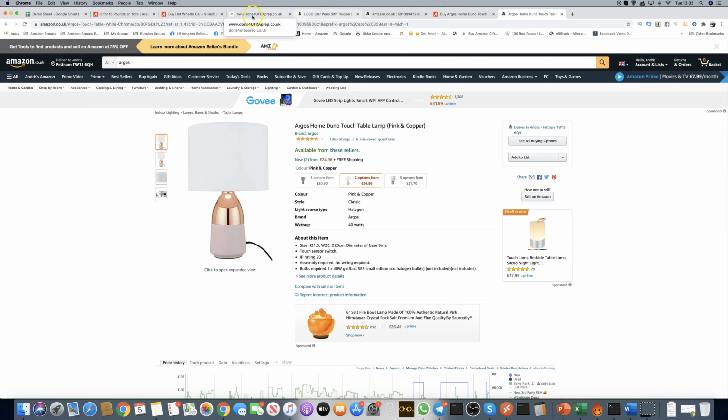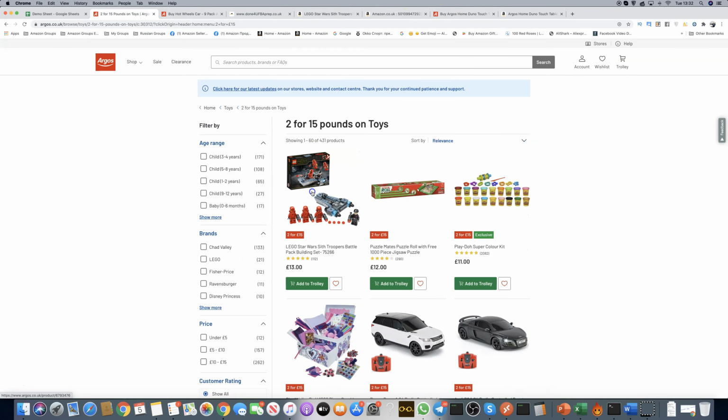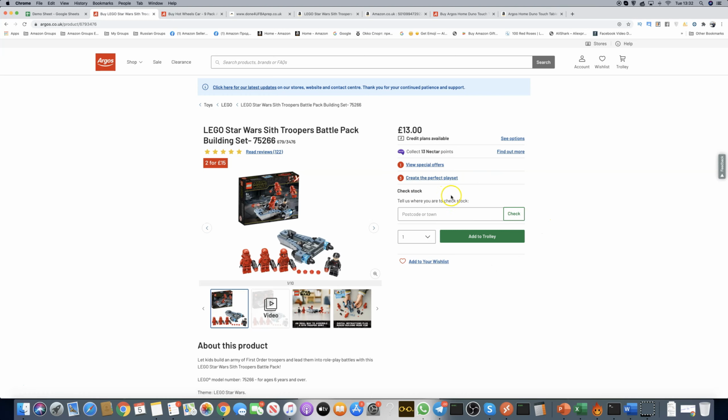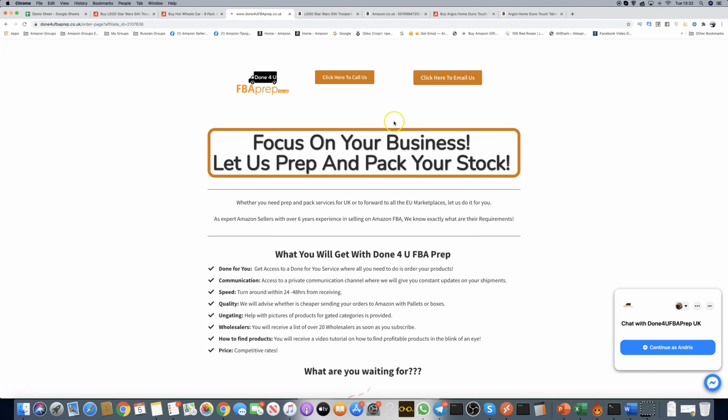So now, in this situation, you found this Lego item. Now you figure out what you want to do with this. You can either collect it yourself: you put your postcode in and collect it if you want. You can prep it and ship it over to Amazon FBA, or you can send this item straight to the prep center. The prep center is one of these guys.